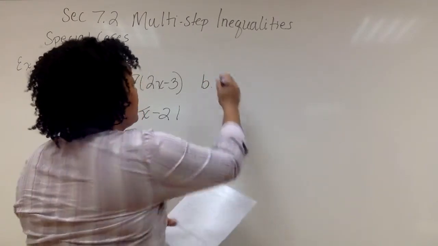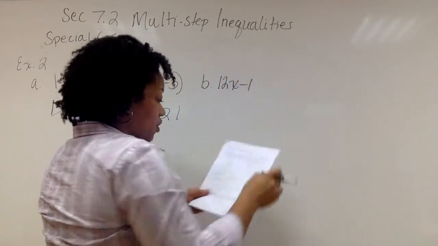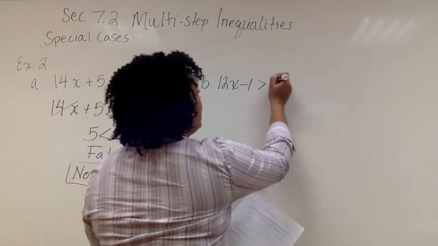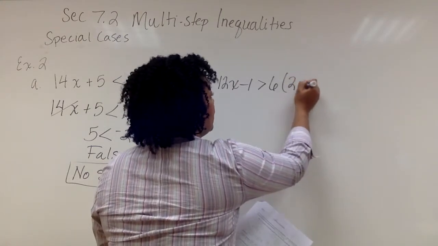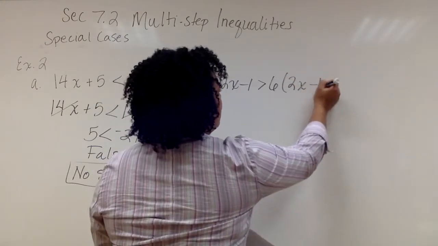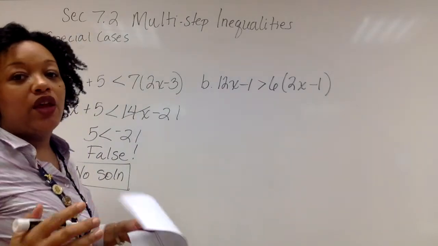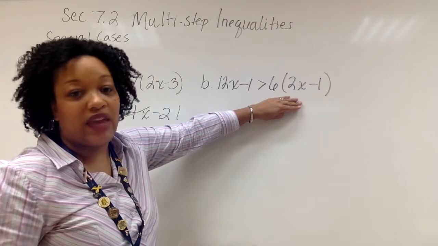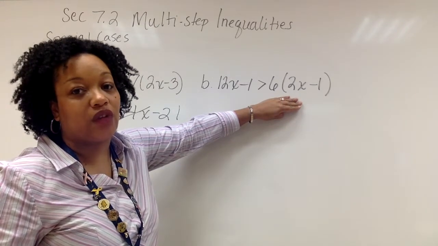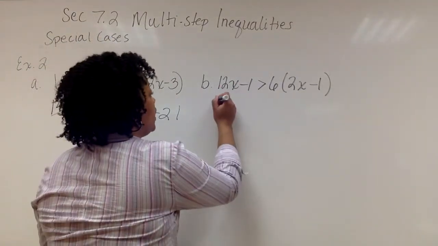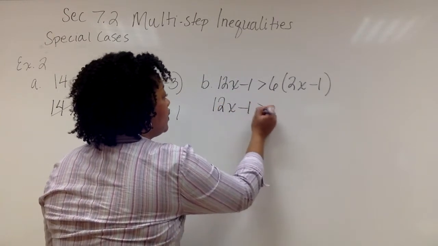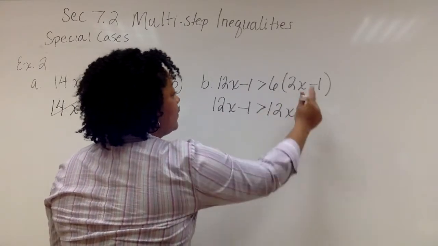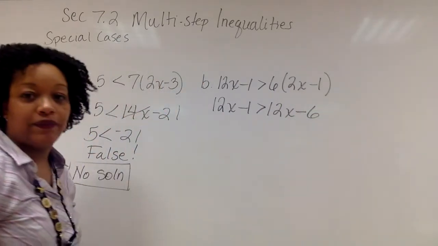Letter B says 12x minus 1 is greater than 6 times the quantity, 2x minus 1. Okay? So once again, we've got to handle the distributive property first. Can't do anything until those parentheses are gone. So I'm going to just rewrite what I have on the left. 6 times 2x is positive 12x. 6 times negative 1 is negative 6.